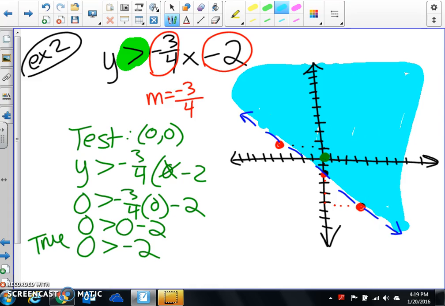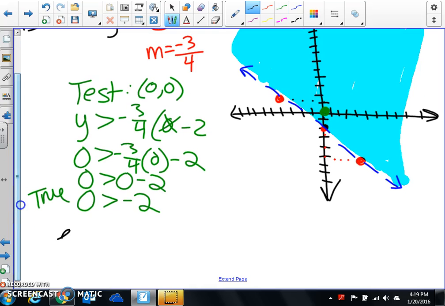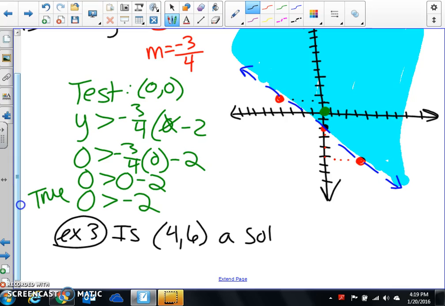Okay. Now here's the question. They could also ask you things like this. I guess this would be example 3. Is 4, 6 a solution?